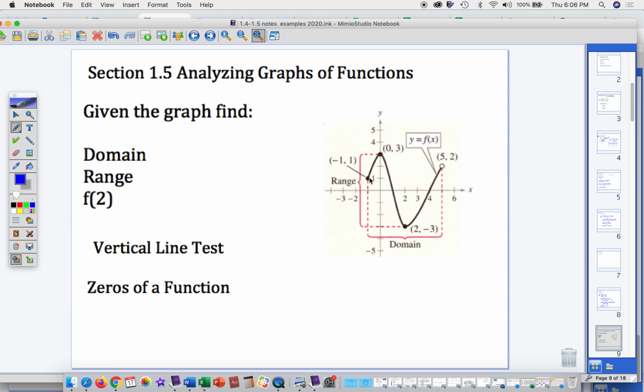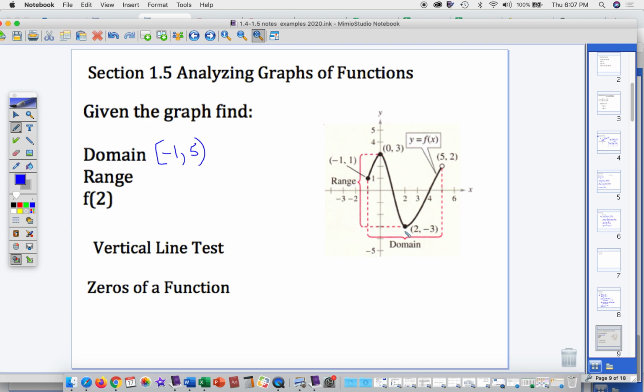So at this point here, this is our starting point, right? The point furthest to the left. The x value is -1. It's a filled-in circle, so we're including it, so we use the cornered bracket. This is where the graph ends. This is the furthest point to the right. The x value there is 5. So the domain goes from -1 to 5, but we're not including the 5, so we use a parenthesis.